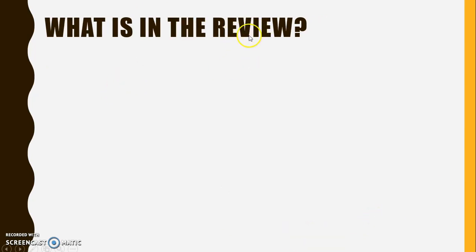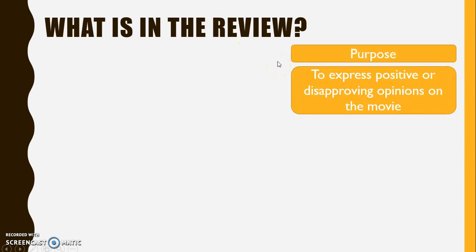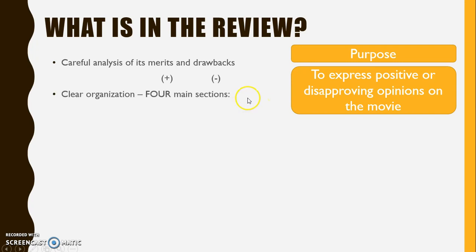So what is in the review? What is the structure? Let's do some recap. The purpose of writing a review is to express your opinions on the movie. In order to persuade, to convince other people of your opinion, you need to very carefully analyze the movie's merits and drawbacks, which means its good things and bad things. You need a very clear organization, and usually, in a typical movie review, there are 4 main sections.